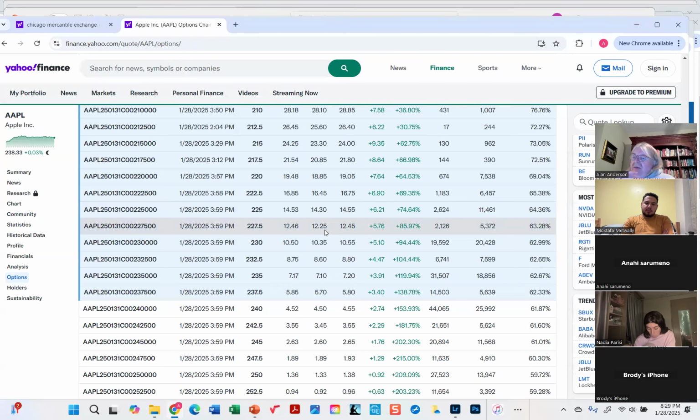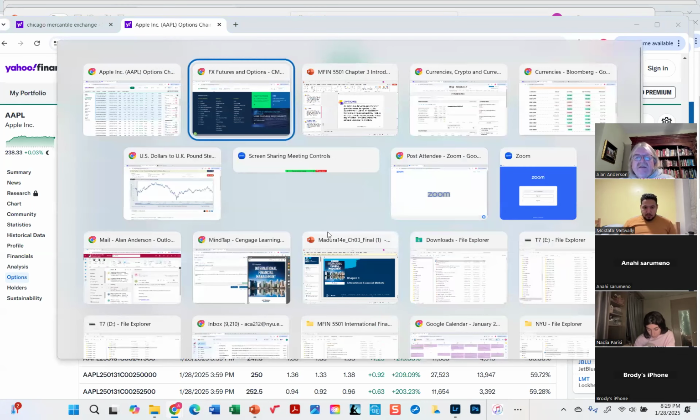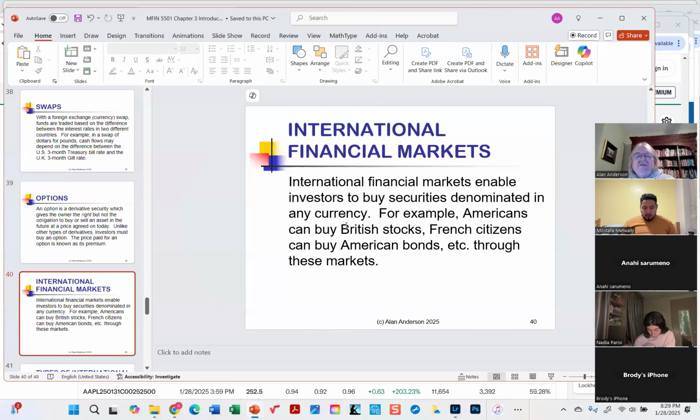But among the most popular ones are these foreign exchange derivatives where you have the ability to hedge foreign exchange risk. Okay, so anyway, now we're going to take a quick look at the international financial markets. Now, we're very familiar with domestic financial markets. We know, for example, we can buy stocks through the New York Stock Exchange or many other exchanges. We can buy bonds through organized exchanges.